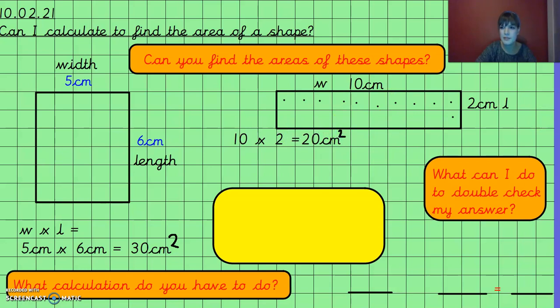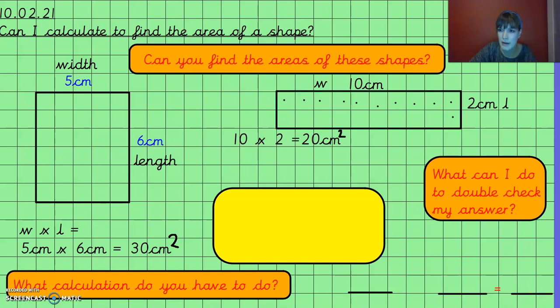Okay, there we go. What can I do to just double check my answer? What do you think I can do to double check my answer to make sure it is 20 centimetres squared, to make sure I have calculated this correctly? You're right in thinking or saying that I can count the squares. So I'm just going to count the squares again.